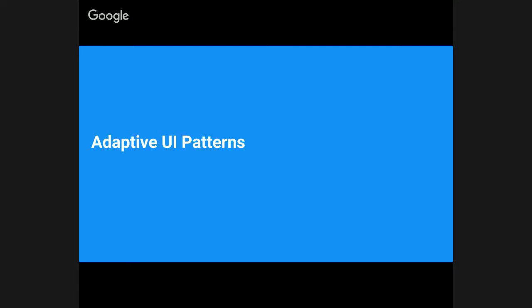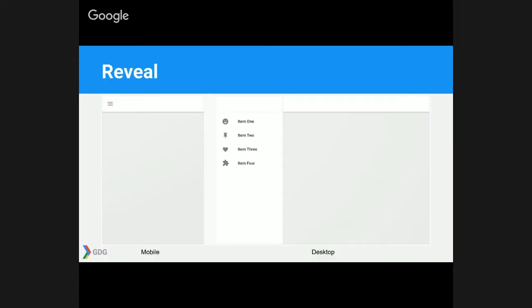Okay, now we've seen the grid and defined some of the behaviors. We're going to look at some of the patterns to consider when building a material design app. So the first pattern is reveal. And so all these patterns, left is going to be mobile, right is going to be desktop.